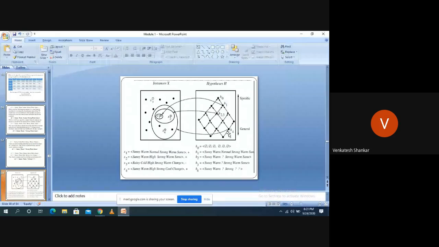FindS algorithm, what is it going to do? It is going to check with the specific values, from general to specific. So it is going to check the general to specific values, and that we can call the FindS algorithm. Next.